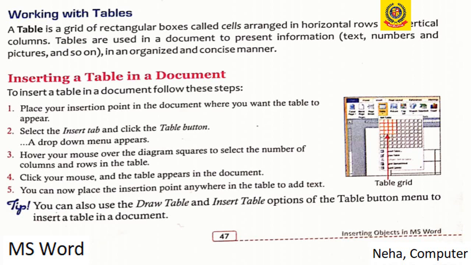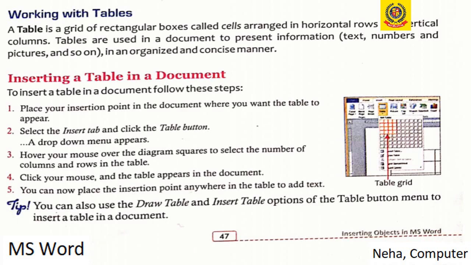Like when we enter an index in our notebook, it is also in a tabular form. And if you are writing some difference in your notebook, like the difference between a town and a village, at that time also we use a table. So this gives an organized and proper manner so that we can present our data properly in the Word document.